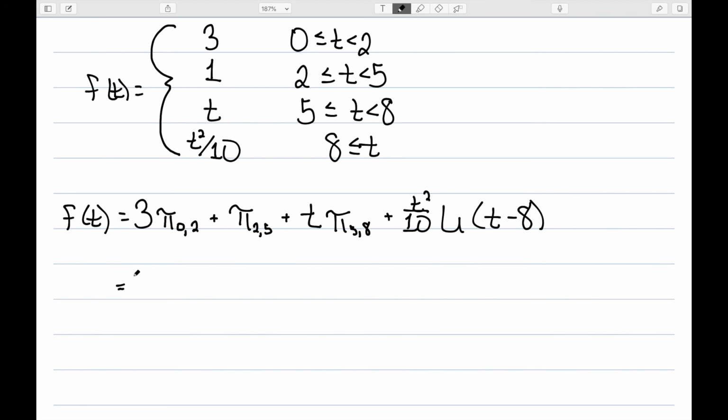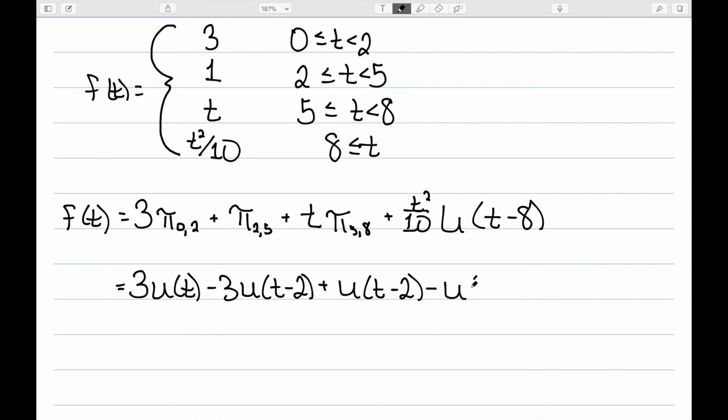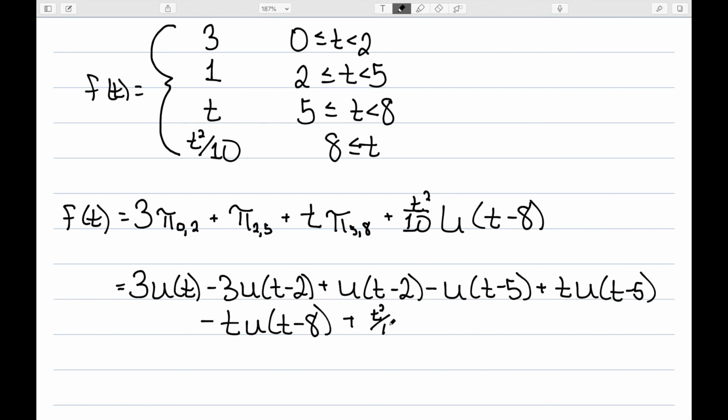And if we want, we could write this out. This is 3 times u of t, minus 3 u of t minus 2. This term here would be u of t minus 2 minus u of t minus 5. The third term, this is t times u of t minus 5 minus t u of t minus 8. And then finally, plus t squared over 10 times u of t minus 8.